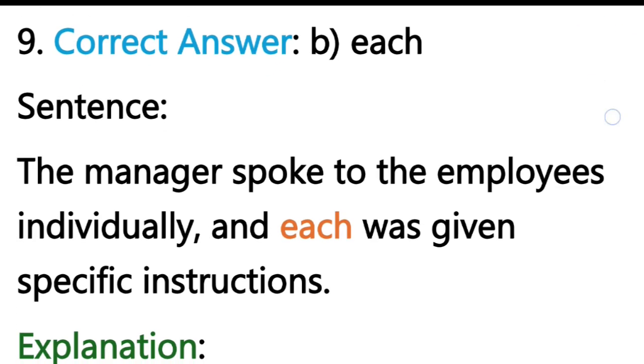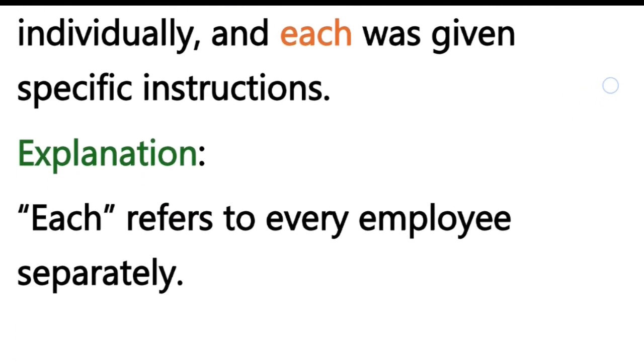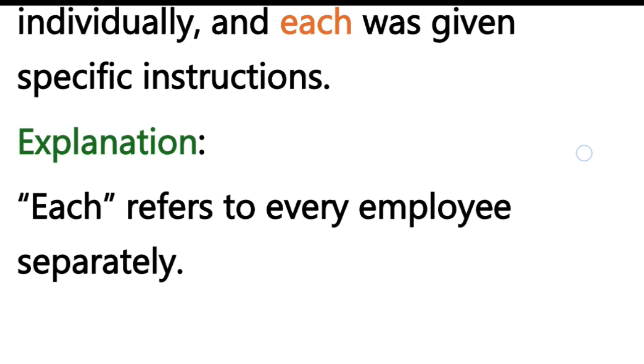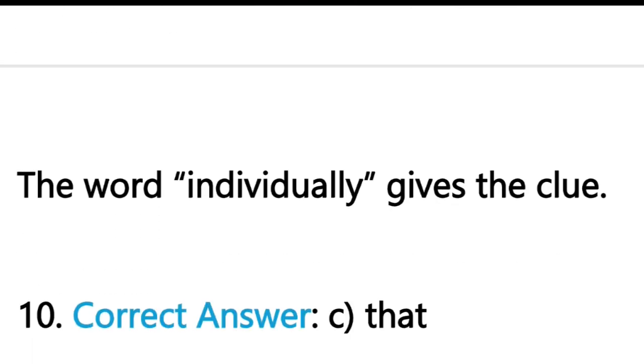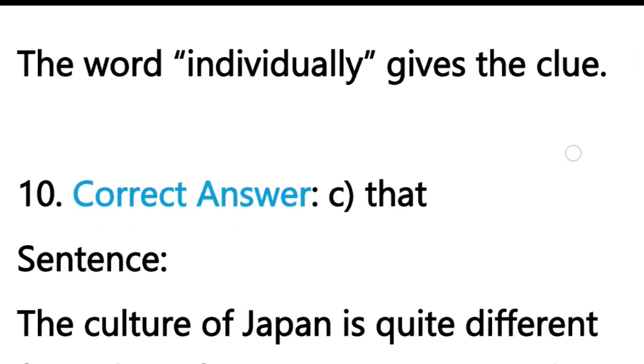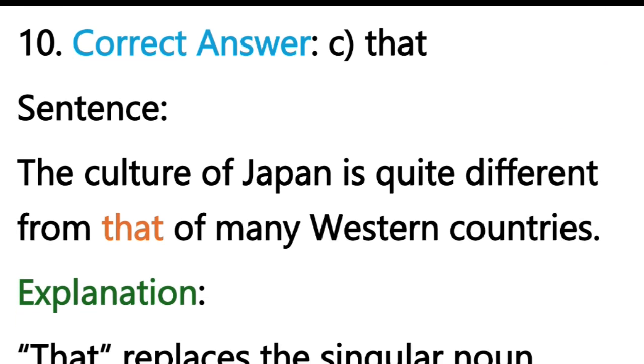Now question 9. It says the manager spoke to the employees individually and dash was given specific instructions. Answer will be the manager spoke to the employees individually and each was given specific instructions. We have used each because individually over here is giving a hint that the manager spoke to every single employee specifically. So we'll use each over here. One by one, the word individually is giving us a clue. Hence, the word each will be correct.